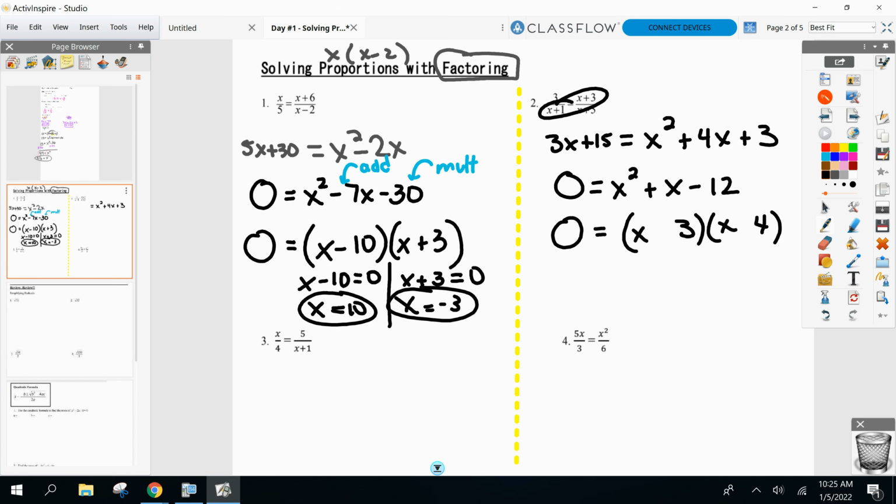Now I got to put signs in front. Is it negative? No, negative 3 and positive 4. All right, does it add to positive 1? Yep, that's what my middle term needed to be. Correct. So x minus 3 and x plus 4. Now again, once you're factored, you set each of them equal to 0 and solve.